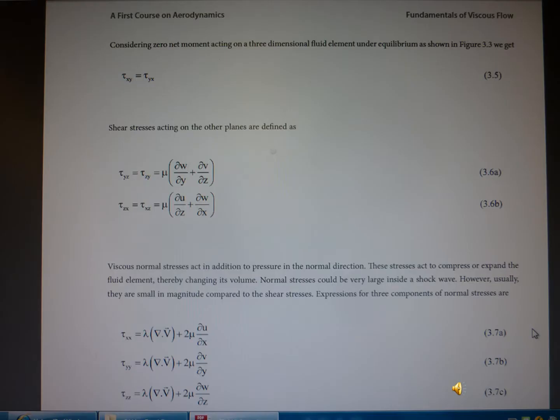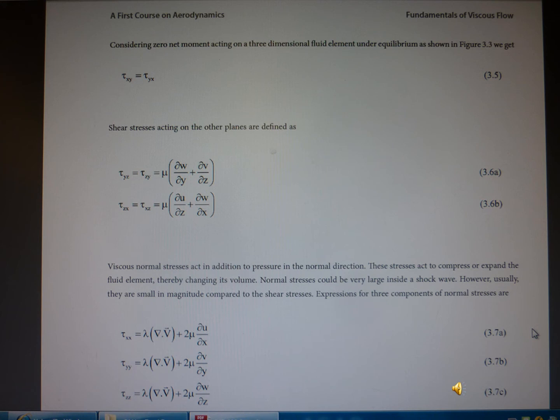The equation can calculate the τ_xy equal to τ_yx. So τ_yx is equal to the τ_xy equal to μ multiply ∂V/∂y plus ∂V/∂z, or the τ_xz is equal to the τ_zx equal to μ multiply ∂U/∂z plus ∂V/∂x. So the τ_xx is equal to λ ∂V plus 2μ ∂U/∂x. τ_yy equal to λ ∂V plus 2μ ∂V/∂y, and τ_zz equal to λ ∂V plus 2μ ∂W/∂z. Those equations are for the normal stress, the viscous normal stress equations.